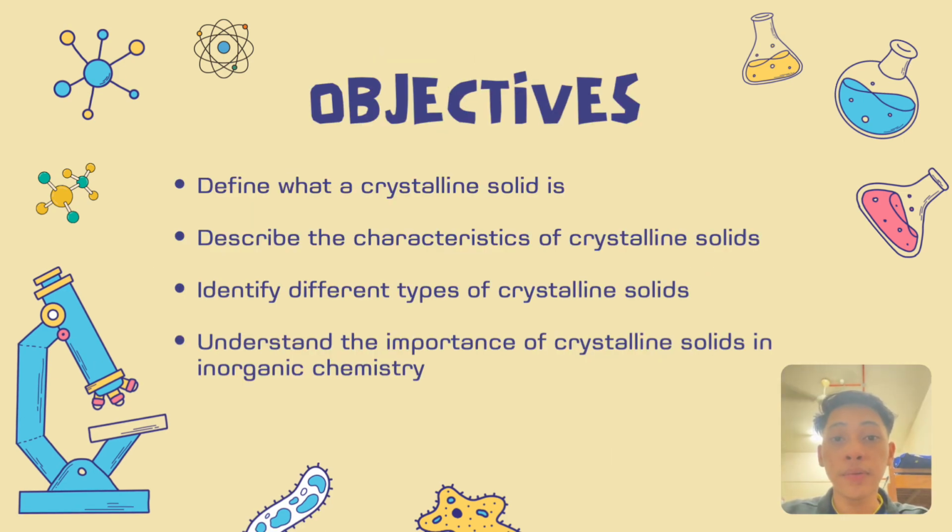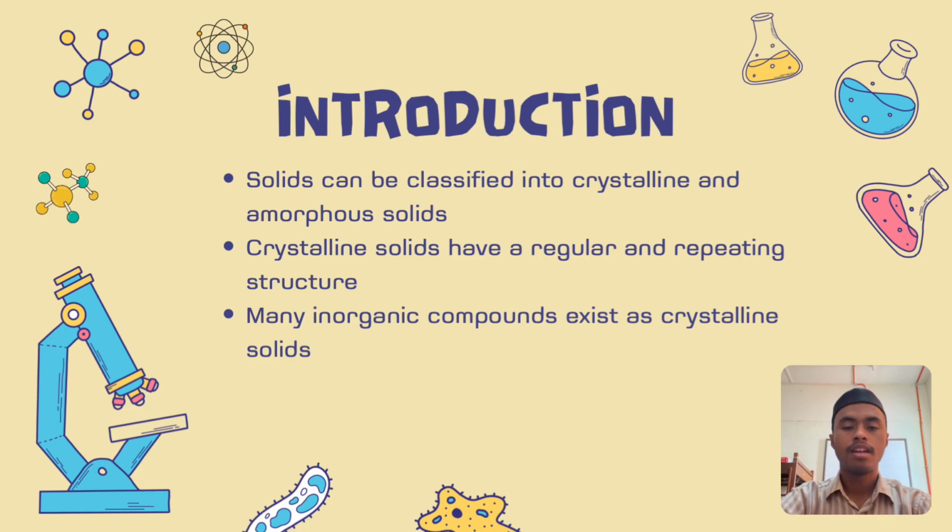So let's move to our first slide, which is the objective. We have 4 objectives in this case study. The first one is to define what crystalline solid is, the second one is to describe the characteristic of crystalline solid, the third one is to identify the type of crystalline solid, and the last one is to understand the importance of crystalline solid in inorganic chemistry by relating their structure to real examples and application.